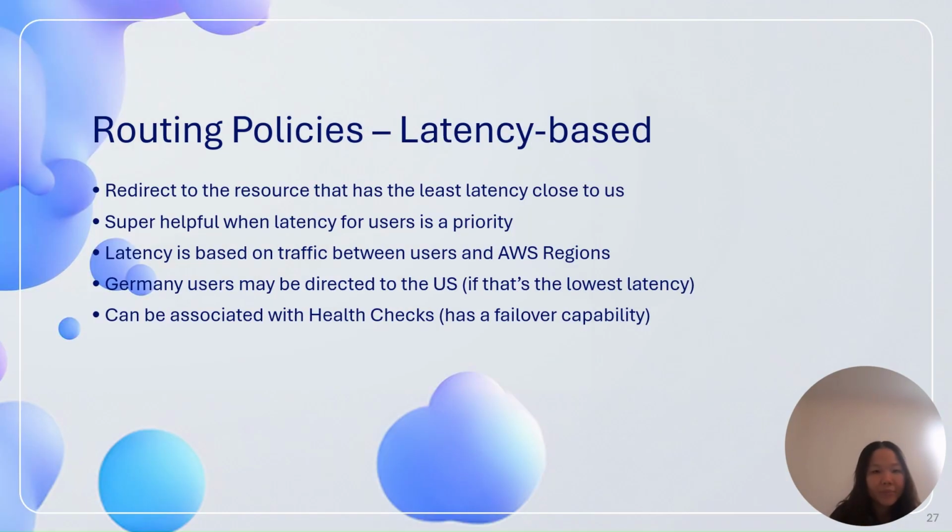Latency-based routing redirects to the resource that has the least latency close to us. It is super helpful when latency for users is a priority. Latency is based on traffic between users and AWS regions. A Germany user may be directed to the US if that's the lowest latency. It can be associated with health checks and has failover capability.